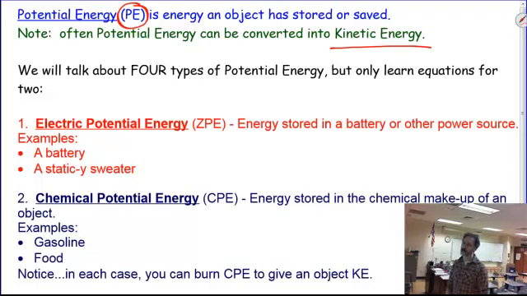All right, so the first type of potential energy that I'd like to talk about is what's called electric potential energy, all right? Electric potential energy is energy that is stored up in a battery or other power source. When we get to electricity, we'll learn a little bit more about where this comes from. But basically, it's caused by electric charges, okay? So simple examples at this point would be like a battery or a staticky sweater. Like if you rub your feet across the carpet, you get a static charge, or on the slides at the playground when you're a kid, the plastic slides makes your hair stand up, right?